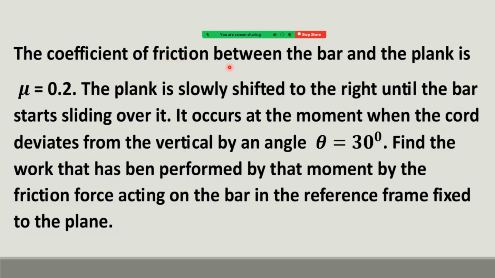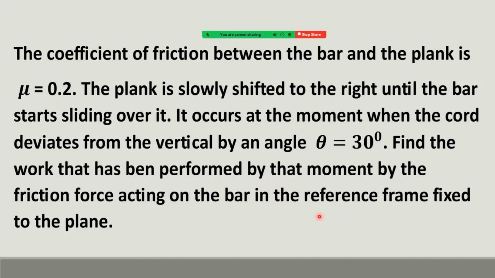The coefficient of friction between the bar and the plank is 0.2. The plank is slowly shifted to the right until the bar starts sliding over it. It occurs at the moment when the cord deviates from the vertical by an angle theta equal to 30. Find the work that has been performed by that moment by the friction force acting on the bar in the reference frame fixed to the plane.